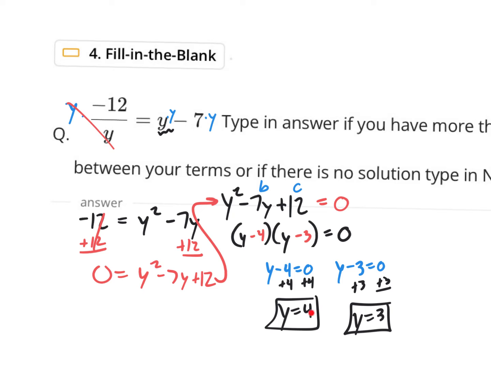Right here, you actually have two answers. None of them make the denominator 0. So both of these are your answers. So on the practice quiz, please type it in as y equals 4 and the and symbol, I don't know what the and symbol is, and 3, right? No spaces between your terms.